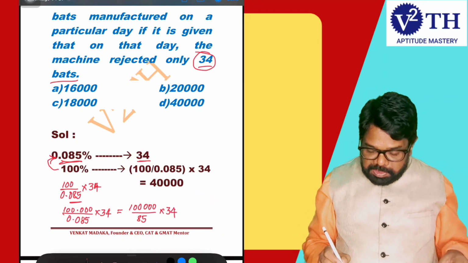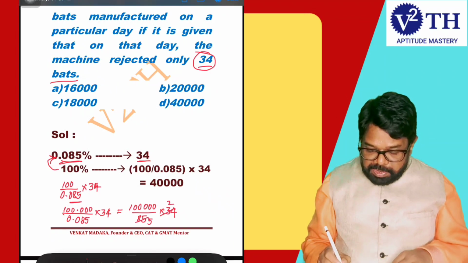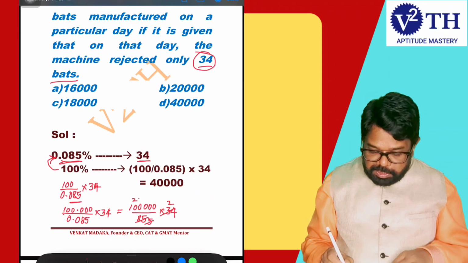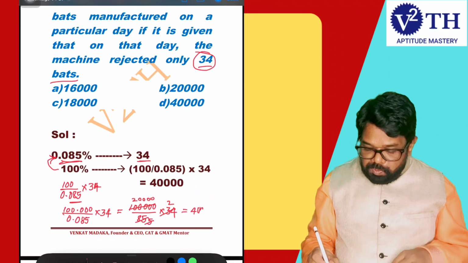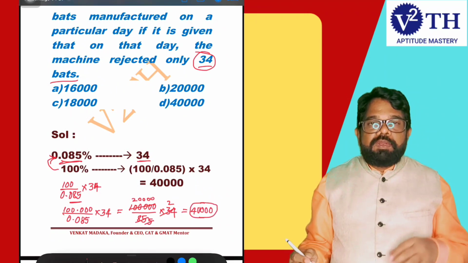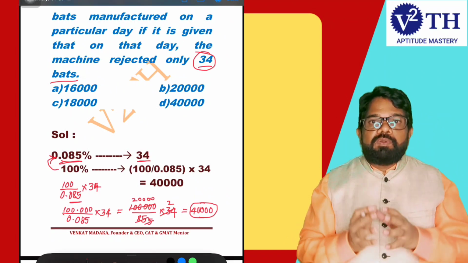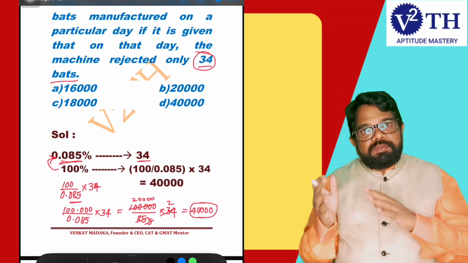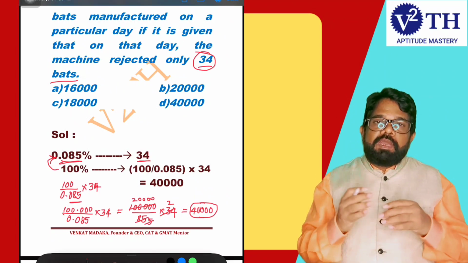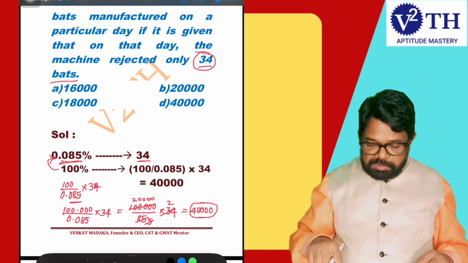Now by observing here, 17 cancels with 17, 17 5s are 85, 17 2s are 34. Again cancel with 2, 5 2s, 5 2s again. Okay, 20,000 into 2. What is 20,000 into 2? 40,000. So the 100% value is 40,000. So 40,000 bats were produced on that particular day. So you have to analyze the clue. The 0.085% value is given, it is 34. Now calculate the total. Total means 100% value. We will discuss the next question.